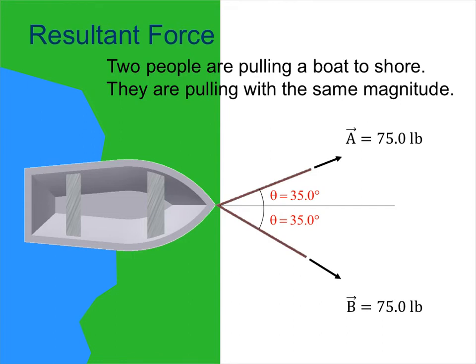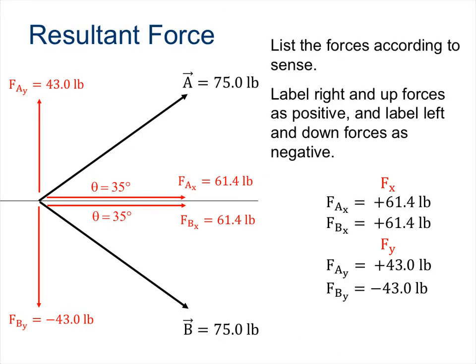The first person is represented by vector A, who's pulling with 75 pounds of force at an angle of 35 degrees counterclockwise from the positive x-axis. And then the second person is represented by vector B, who's also pulling at 75 pounds of force at an angle of 35 degrees clockwise. If I want to find the resultant force of these two people pulling, I'm going to have to find the horizontal and vertical components of each of these two individual vectors and then take the sum of them. So let's go ahead and do that.